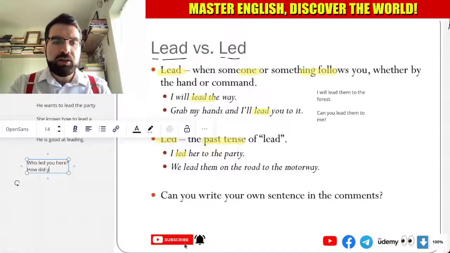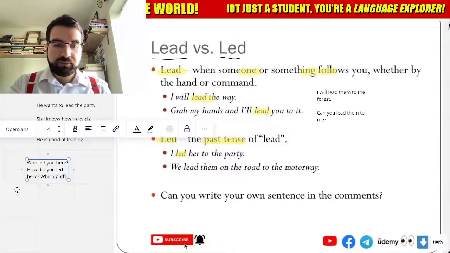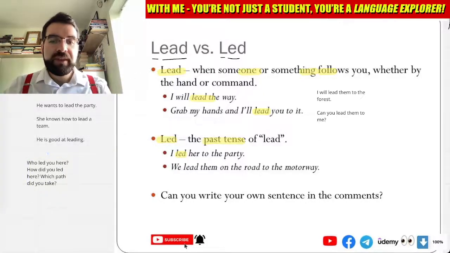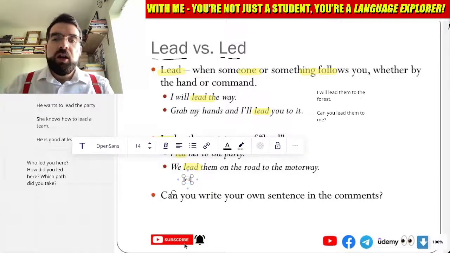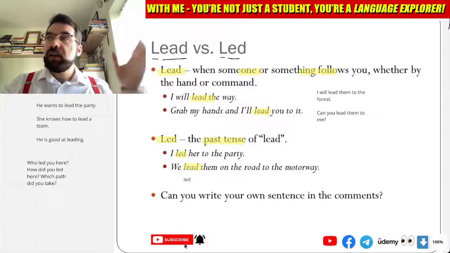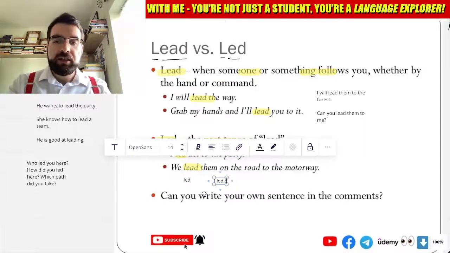How did you lead them here? Which path did you take? We led them on the road to the motorway. I showed them the way. I led them here.